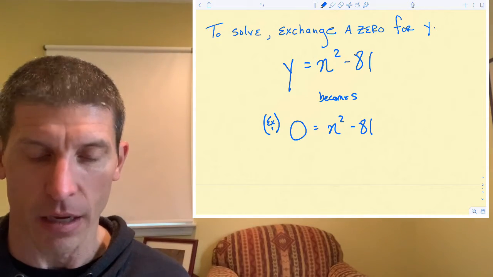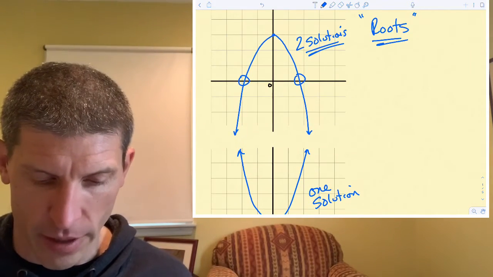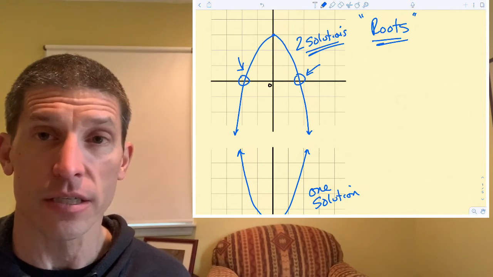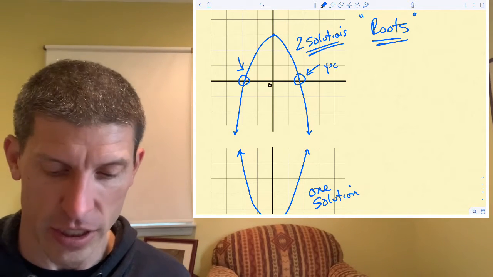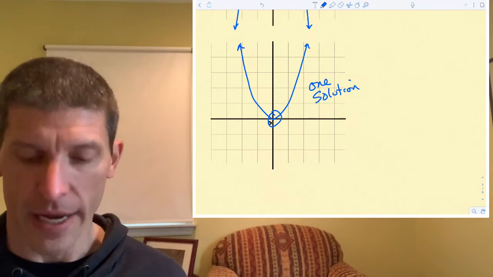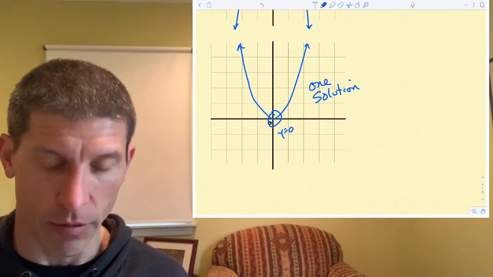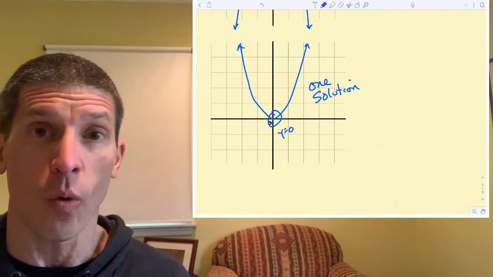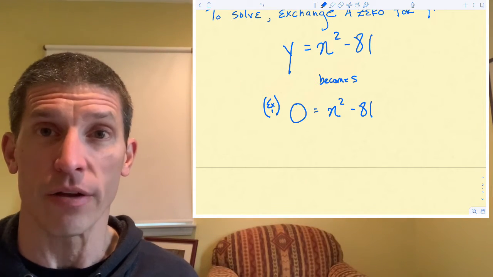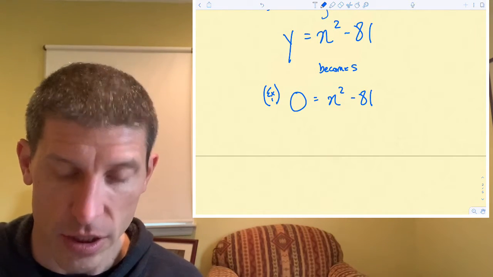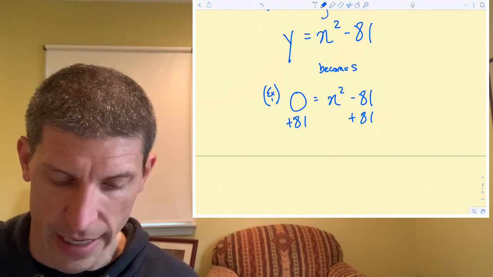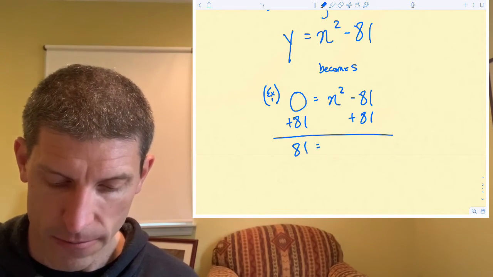The idea being, if what we're looking for is the spot where our line touches the x-axis, well, one thing I know about anything that touches the x-axis is that when it's touching the x-axis, the y is going to equal 0. The x could be a variety of things, but the y is going to be 0. If the y is going to be 0, then let's go ahead and just swap out 0 for y, and then watch this. You just solve. So I have n squared minus 81. I'm going to add 81 to both sides.